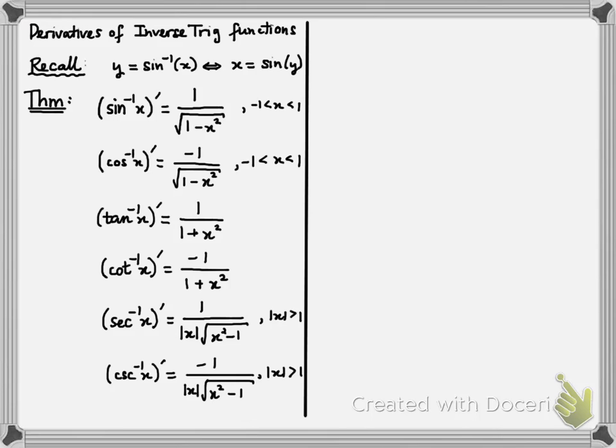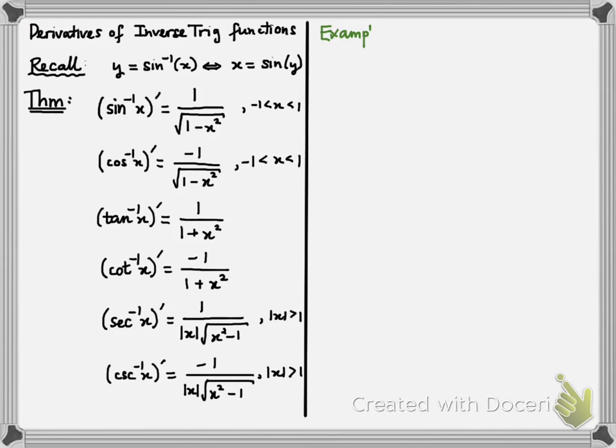As you can see, the negative sign goes together with the co-function. So cosine will have a negative, cotangent will have a negative, and cosecant will have a negative. Well, these are the formulas. So if you remember the formulas, you should be able to find the derivative, right? The trouble may come when we have to combine these formulas with the chain rule.